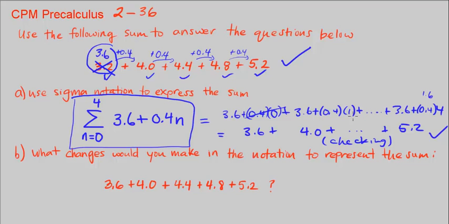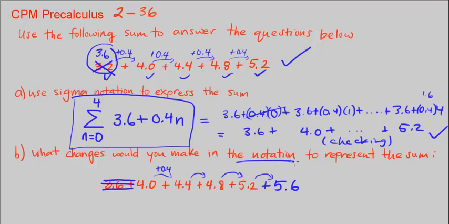So let's go on to part B. What changes would you make in the notation to represent the sum below? This one also has an error in it. It should not start with 3.6. It starts at 4.0, 4.4, 4.8, 5.2, and then it has an extra term at the end, 5.6. You can notice that these are all plus 0.4 to get to the next term.